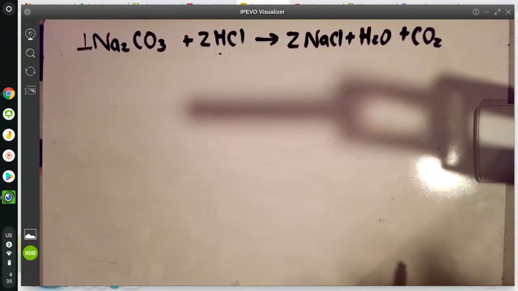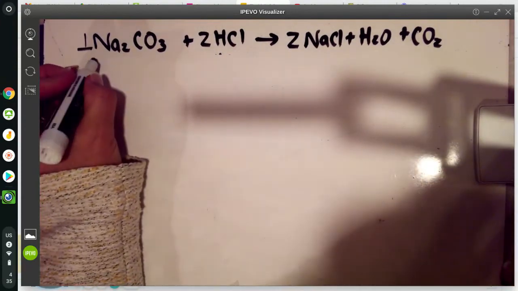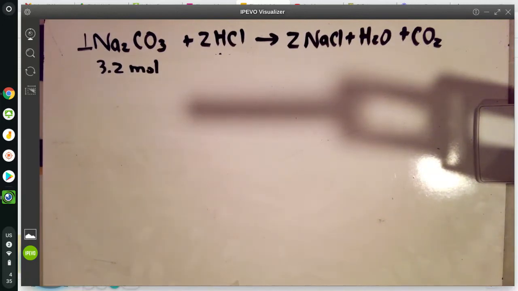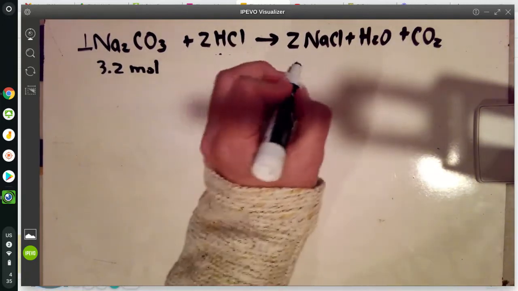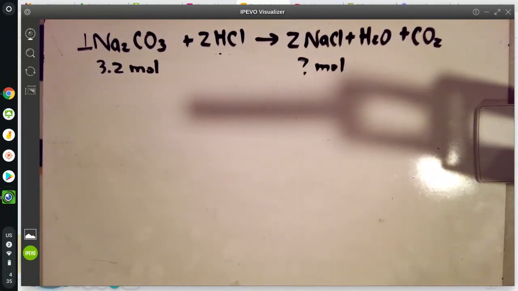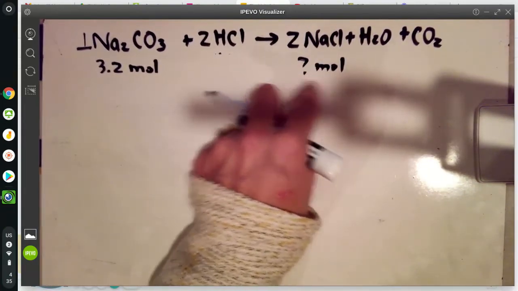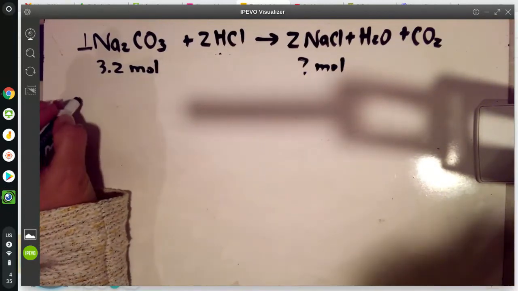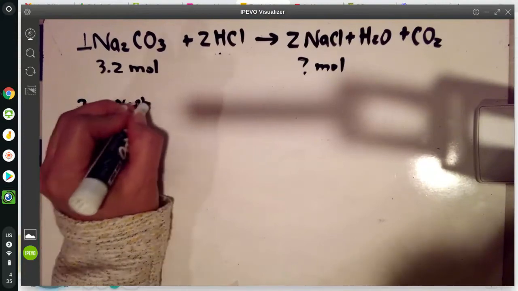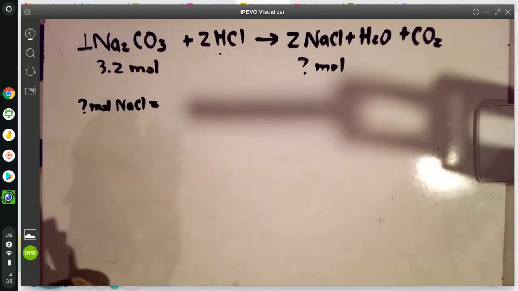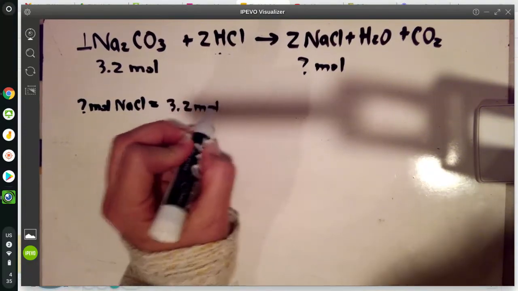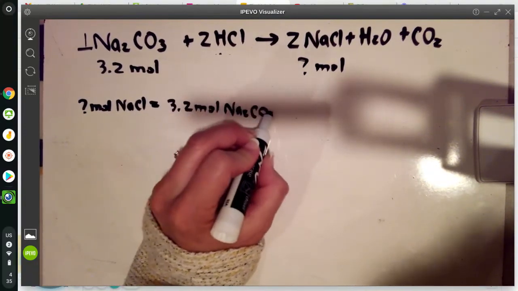Okay, so we still are told at the very beginning of this problem we have 3.2 moles of sodium carbonate, but this time that question says, well, how many moles of sodium chloride do we get? So this is what I'll put on the left-hand side of the equal sign, my question mark. So how many mole of, I'm going to write the substance so I don't get confused, sodium chloride will I get from 3.2 mole of Na2CO3.